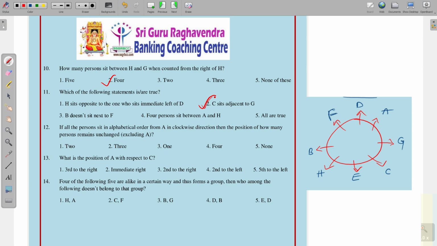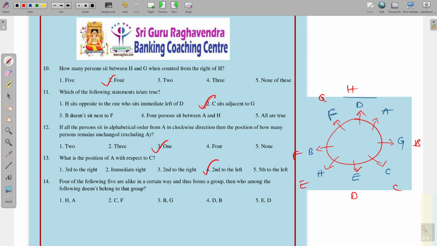Question number 12, all persons sit in alphabetical order from A in clockwise direction. So from A all are sitting in alphabetical order. How many persons remain unchanged? Suppose A, excluding A, B, so C, D, E, F, G and H. So C is not changing, only one person, that is C, is not changing. What is the position of A with respect to C? So A here and C here. So from C, A is second to the left.